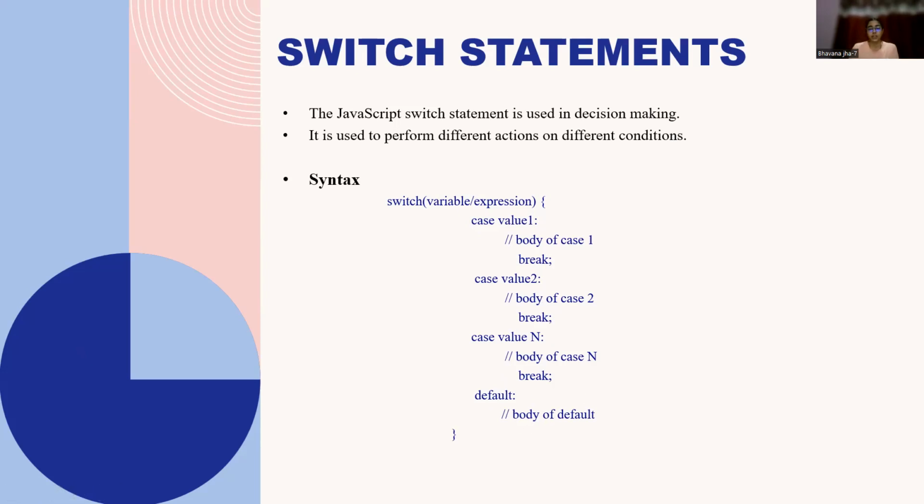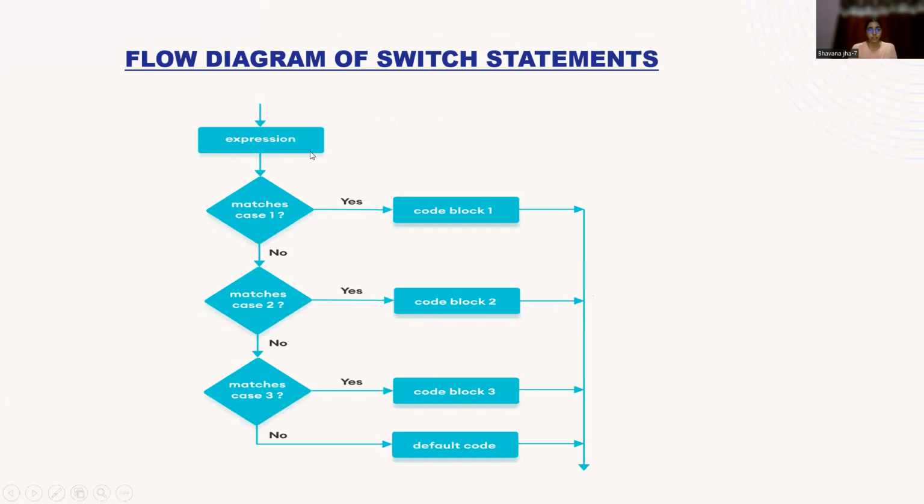Let's understand this through a flow chart where we have an expression. If the expression matches case 1, then the code of block 1 will execute. If it does not match case 1, then it checks with case 2, and if that is the right expression, then this block will get executed. If none of the cases match the expression, then in switch case we have a default block, and the default block will be our output.